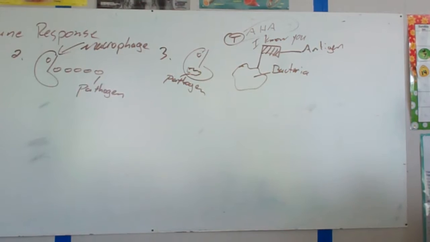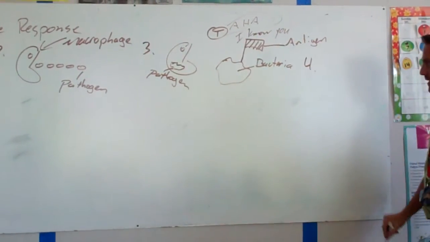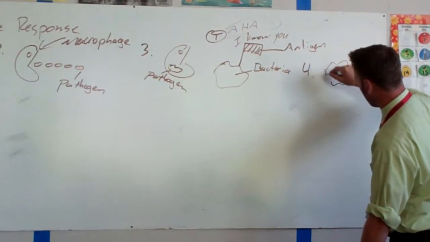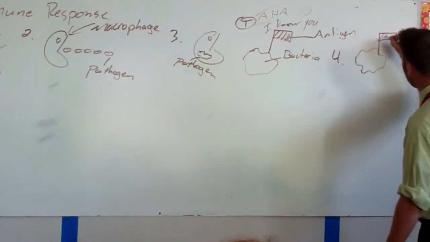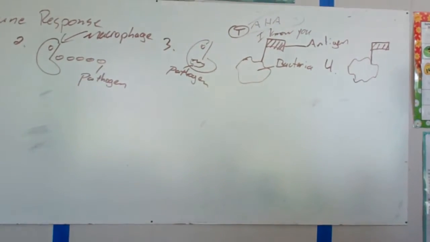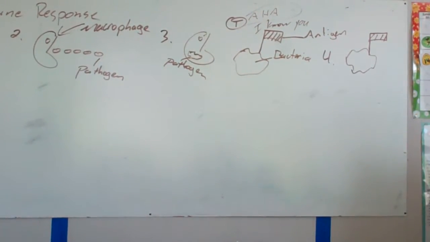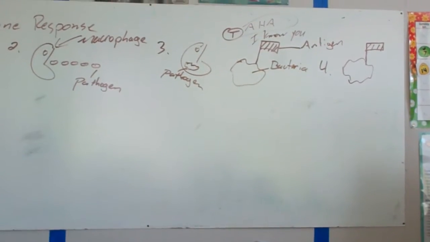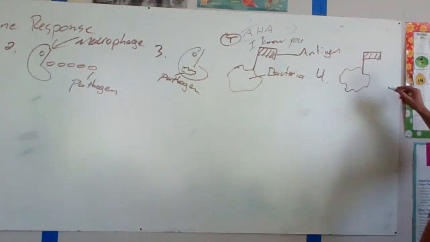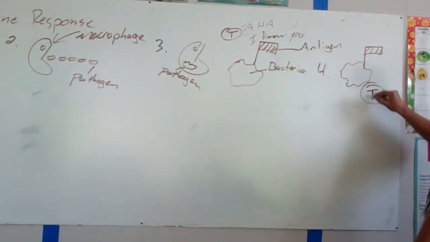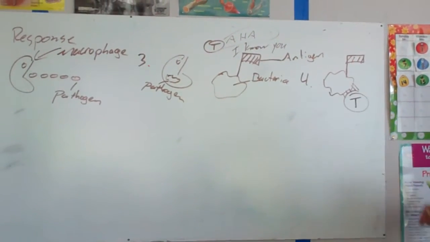Okay, what's step 4? T cells bind to antigen. Here's our germ. Here's our flag, which is our antigen. Okay, now I need to show that the T cell has bound to it. What does bound mean, or bind? If I bind to you. Grab a hold of. Connect. I'm stuck. Right? So here's our T cell. It's bound to, it's stuck to our pathogen.